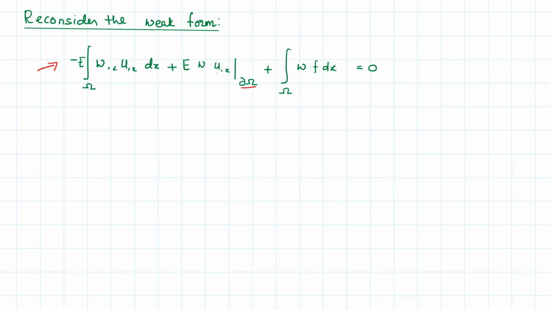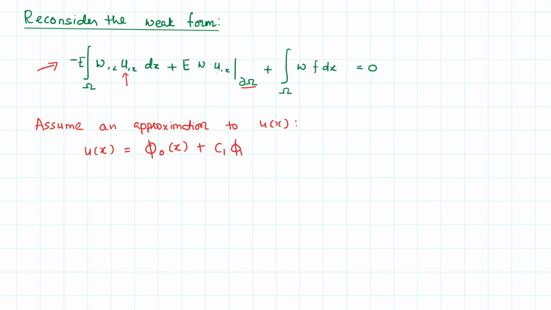Okay, so let's assume an approximation to our displacement, approximation to the displacement u of x. Let's say u of x is equal to some function phi0 of x plus c1 times phi1 of x plus c2 times phi2 of x. Let's say we have n such functions, cn times phi n of x.